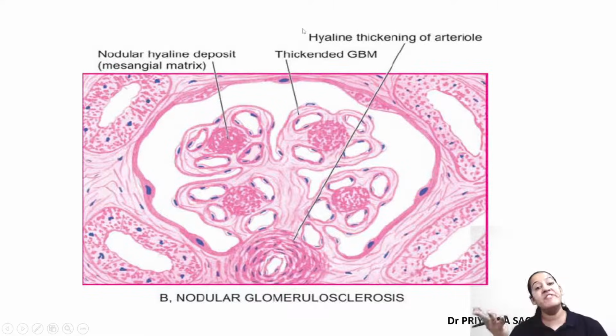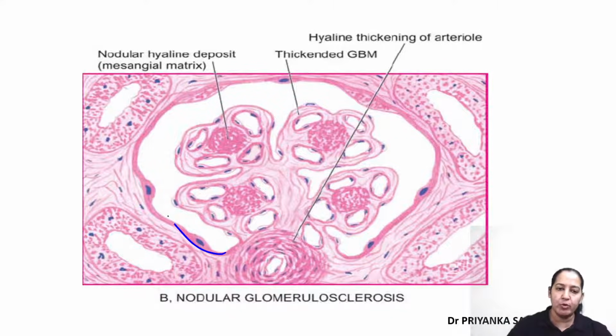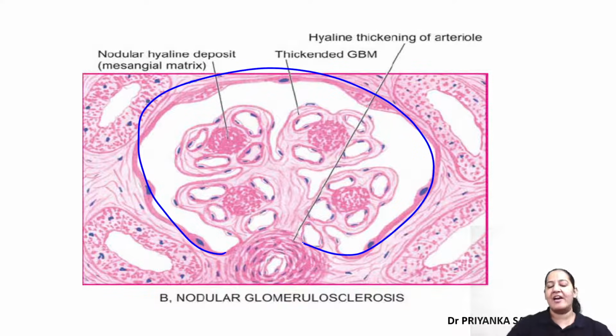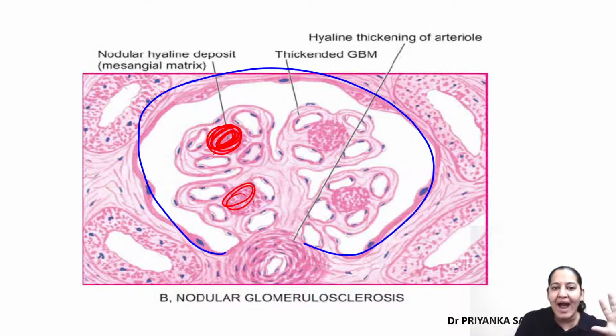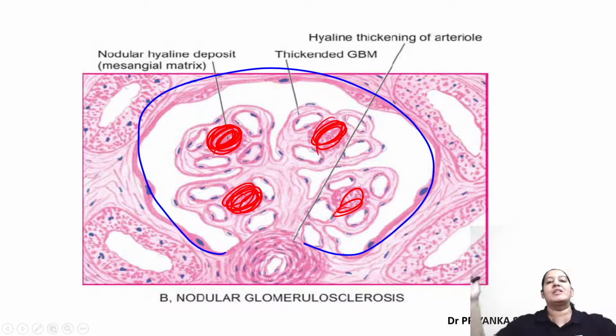See the diagram first. Where is the hyaline? Where is the glomerulus? This is the glomerulus. In this diagram, hyaline is not deposited everywhere. It is deposited in the form of circles, in the form of a nodule. So hyaline is basically forming small nodules. It is not deposited in the Bowman's capsule, the capillary, the basement membrane. No, it is forming small nodules. That's why it is known as nodular.